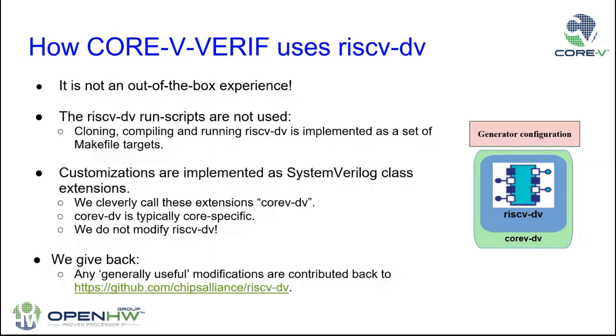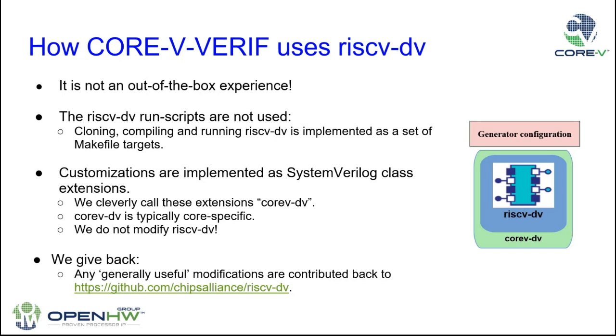For example, the first thing we don't use at all are the riscv-dv run scripts. We use a set of makefiles that handle cloning, compiling, and running of riscv-dv, all as a set of makefile targets, and we do that because we've extended riscv-dv so much. All of our customizations are implemented as SystemVerilog class extensions. And so we call these class extensions core5dv. Typically, core5dv will be core specific. So far, we've verified or are verifying 7 different cores, and each core is unique in its own way.